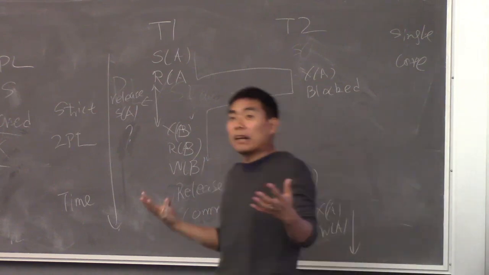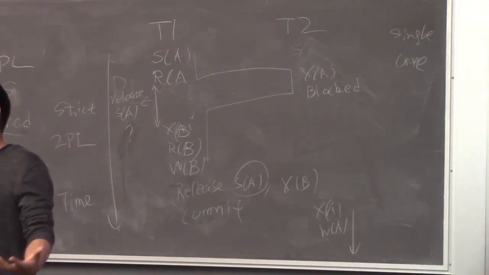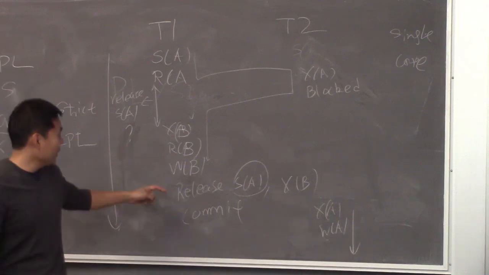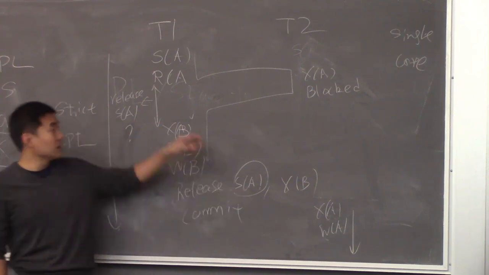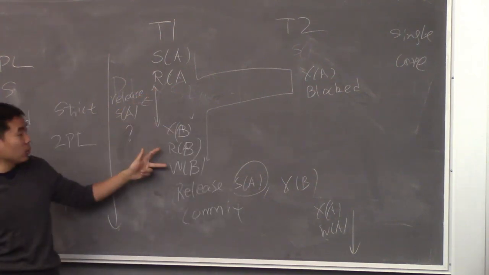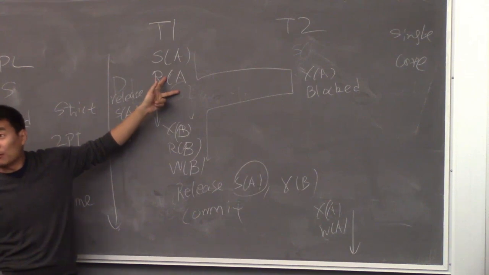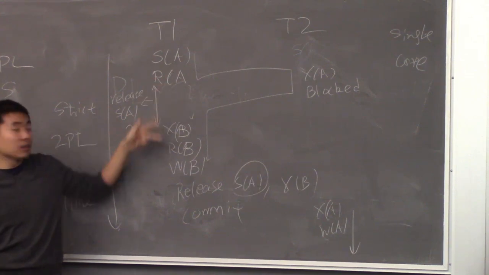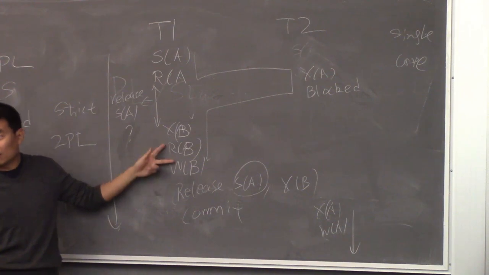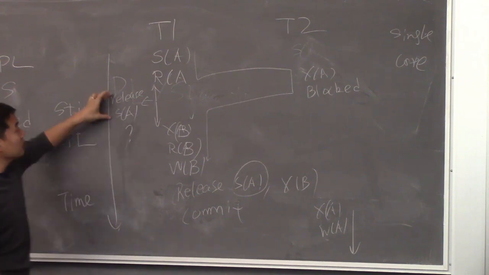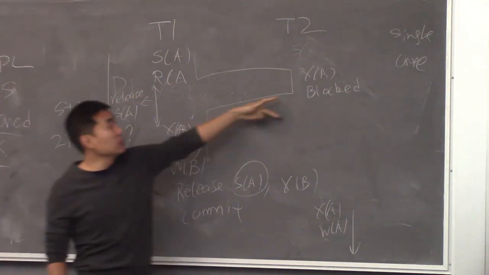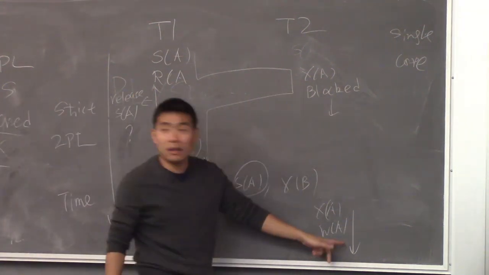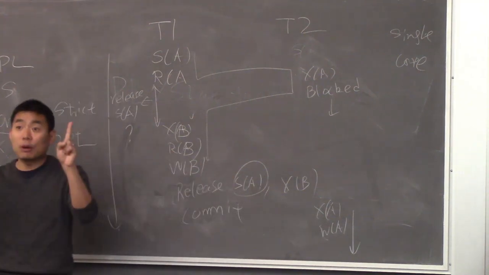So somebody looks at this and says, okay, I can do better. Why do you hold the lock of A until this point? After this, I know I don't need the value of A anymore. I'm not going to read the value of A again, right? Because all I'm doing is on B or on C or whatever. It has nothing to do with A. So should I release the share lock of A somewhere in this time range so that T2 can proceed from here rather than wait until that point? That's my question. Do all of you follow me?